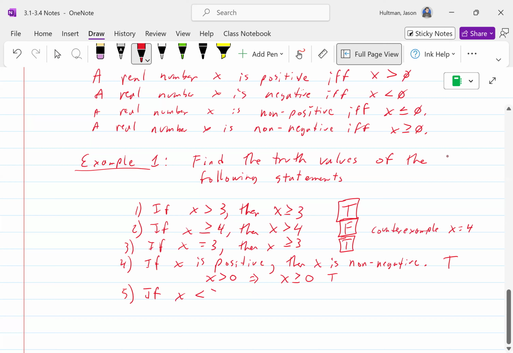If x is less than 2, then x is less than or equal to 1. Is that true or false? That's false. What's the counterexample here? It's anything between 1 and 2, so like 1.5 is a counterexample.